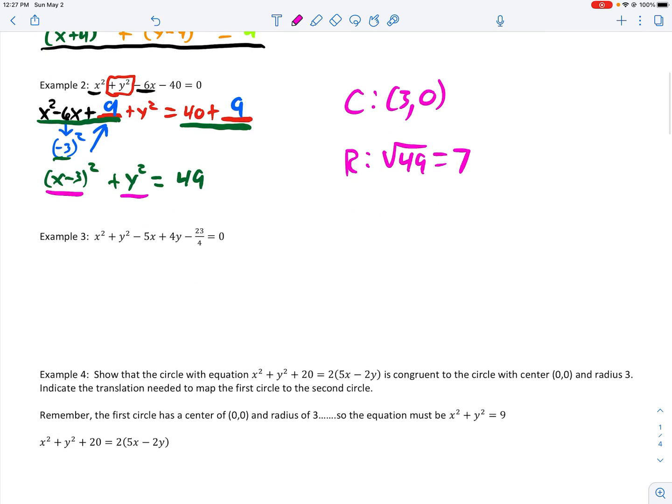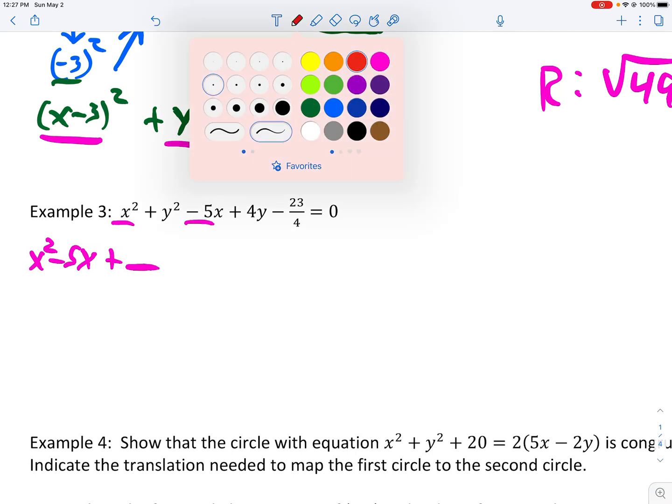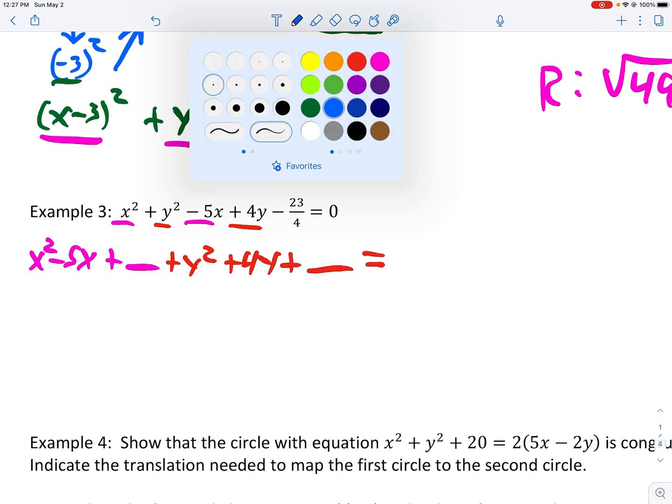Okay, number 3. So same idea. I see x squared, I see y squared. So I know it's a circle. It's not a parabola. So I'm going to group my x's together and group my y's. So I have x squared and minus 5x. Leave space for the new number. And then I have y squared plus 4y. So plus 4y, leave space for the new number. Move the 23 over, 4 over.